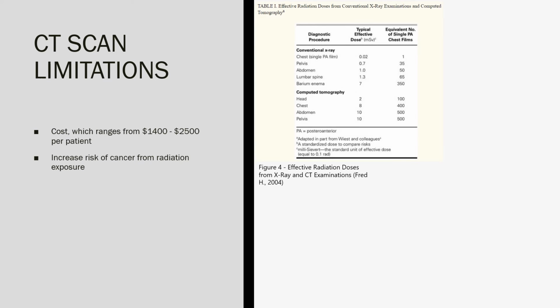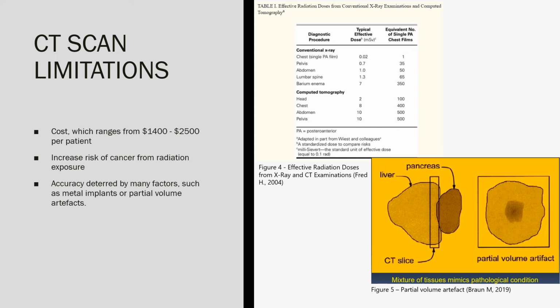As depicted in the table shown, the doses to the chest, abdomen, and pelvis are significantly higher in CT imaging in comparison to conventional X-ray, which illustrates the risk of higher radiation dose, increasing the risk of developing cancer or other deformities. The diagnostic accuracy of CT images can be deterred by many factors. If a patient has a metal implant, the CT image produced will be ruined by a streaking artifact. Another issue includes partial volume artifacts, where another tissue mimics a pathological condition, which can lead to misdiagnosis if not noticed.